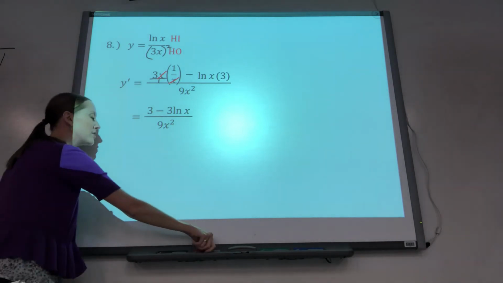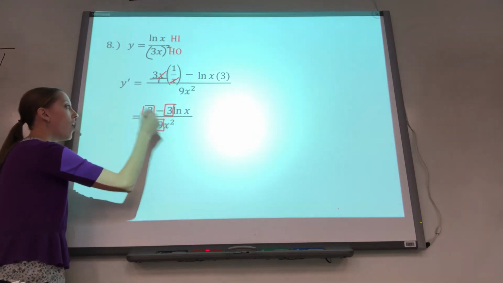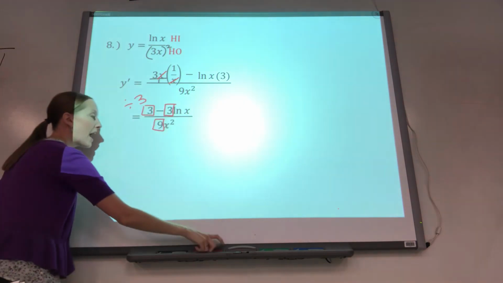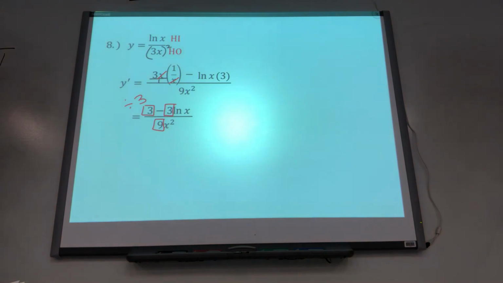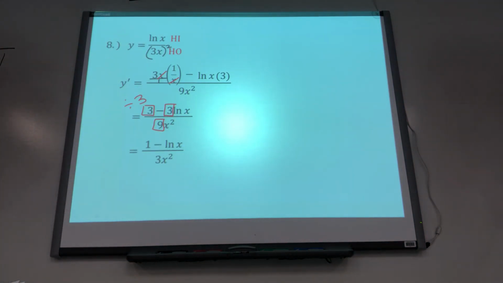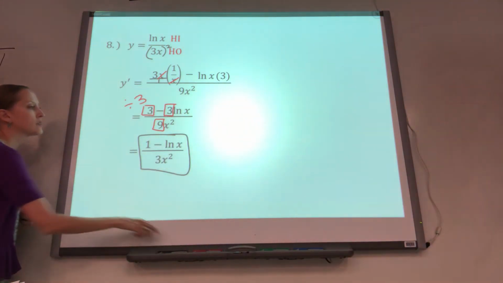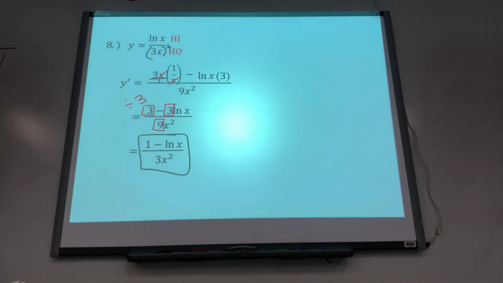Only thing I would do here now is, and I can do this because they all have it in common, I would divide everything by 3. So 1 minus the natural log of x all over 3x squared. That looks good there for number 8, quotient rule. Any questions about that?